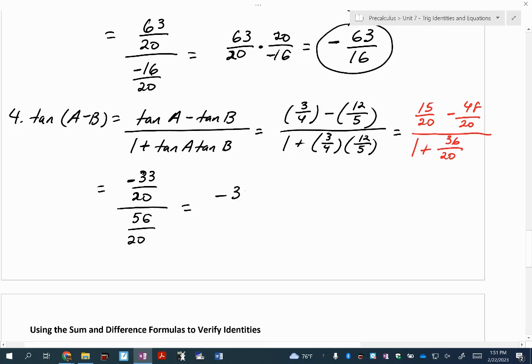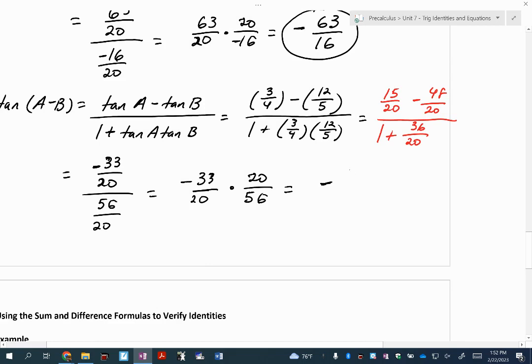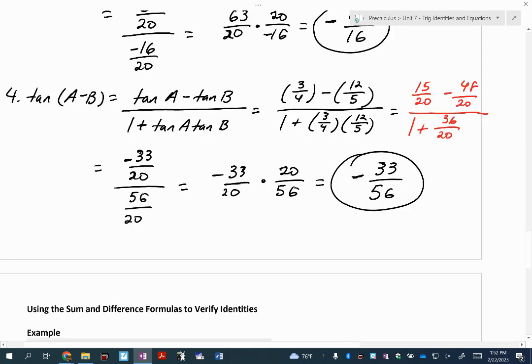Let's make this look a little nicer. So negative 33/20 times 20 over 56. You'll notice the 20s cross out, and you get negative 33 over 56. All right, so that's it for that page with tangent.